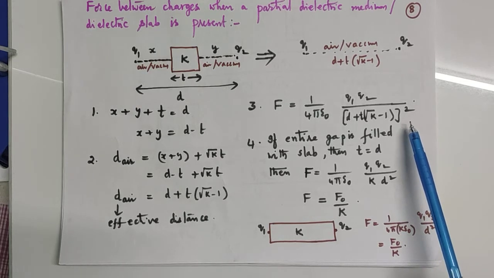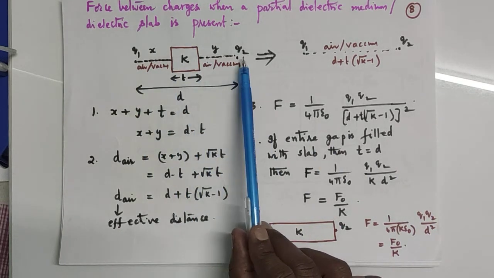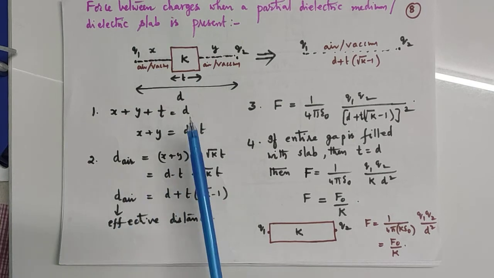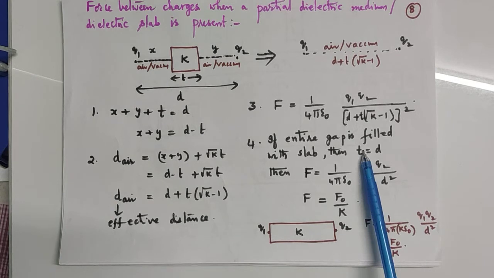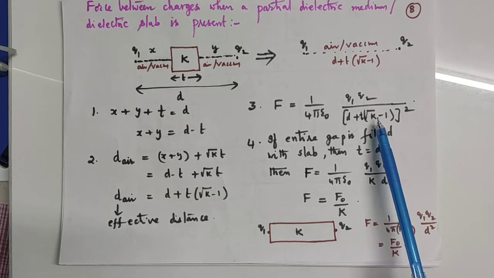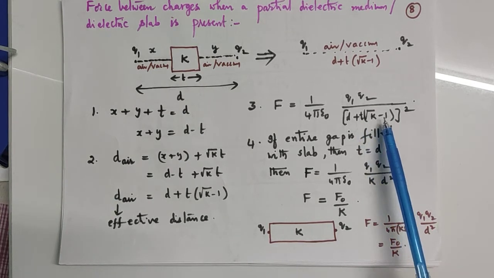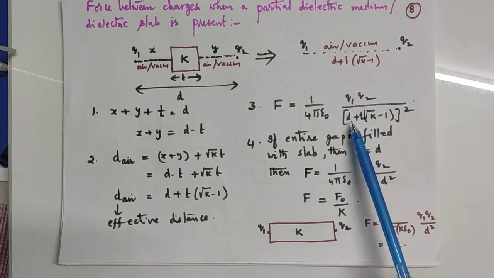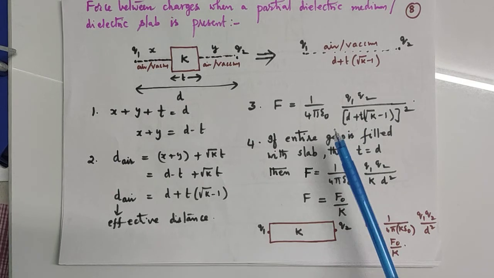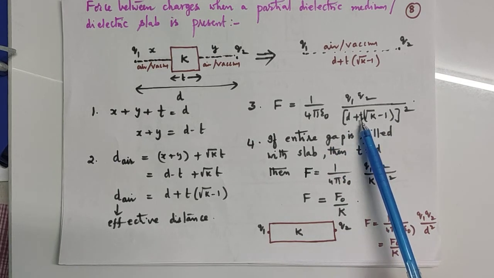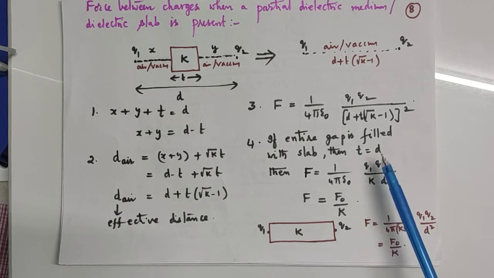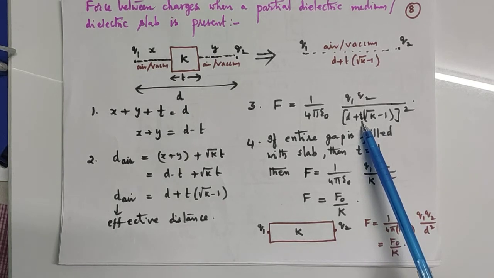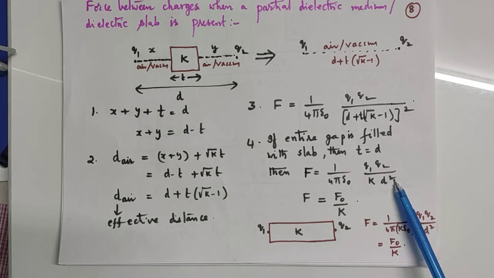Now, if the entire gap is filled with the dielectric, that means the thickness of the medium is equal to d. If t is equal to d, substitute here: t into root k minus t. The td and minus td both get cancelled, and we are left with d into root k, whole square. Root k whole square is k, so we get k into d square.